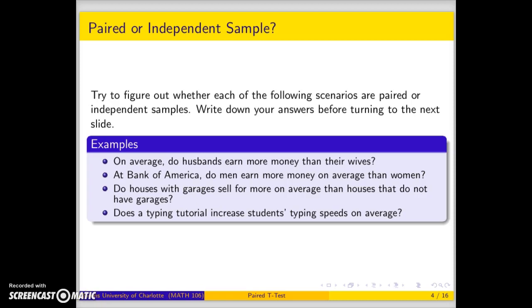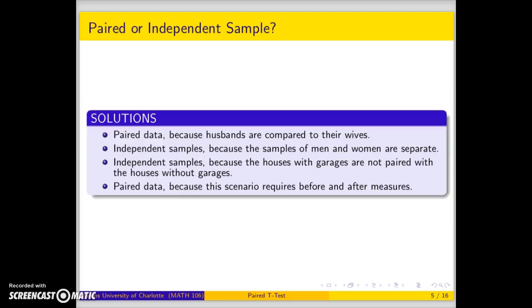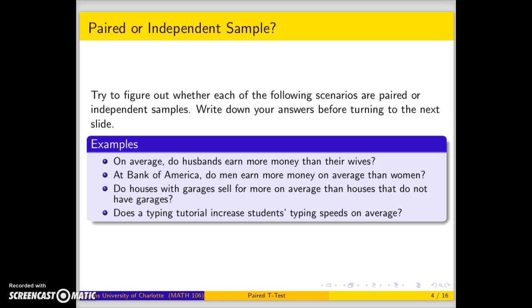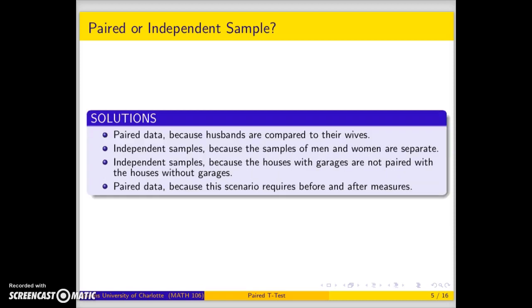So the first one, on average, do husbands earn more money than their wives? In this example, we have husbands compared to their wives. So we would have those husband-wife pairs. Since you don't want to compare one husband to someone else's wife, these pairs cannot be separated. So it's paired data. And then the next one, at Bank of America, do men earn more money on average than women? And that's independent because really we have two different samples of men and women.